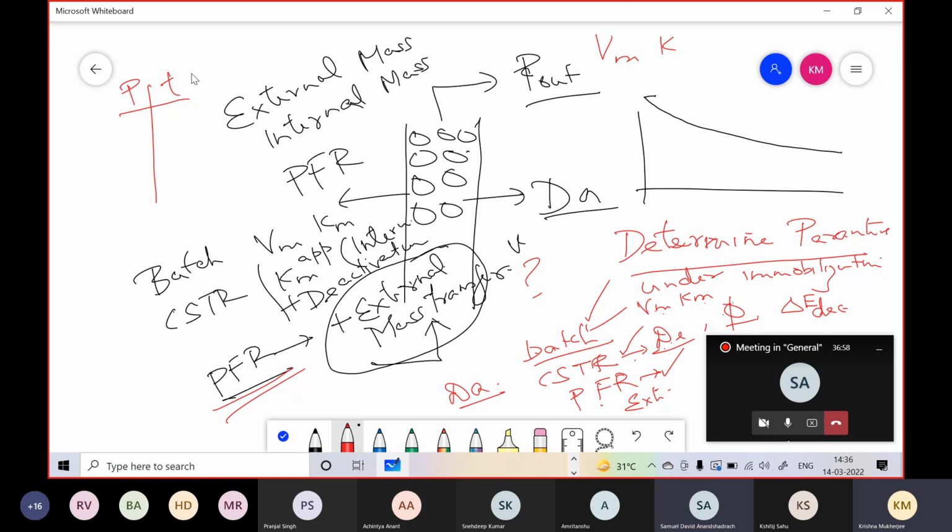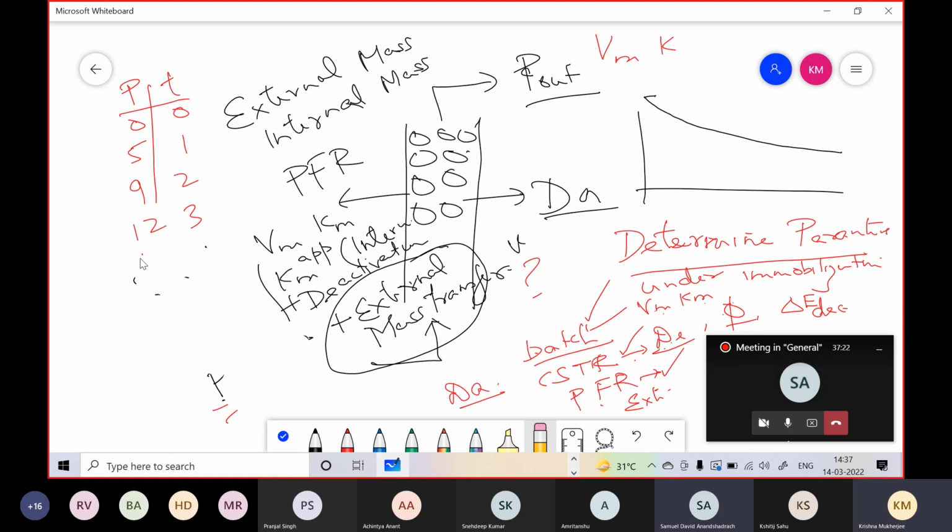So in a batch reactor, suppose I say that P is 0 at T equal to 0, P is equal to 5 millimoles at T equal to 1 minute, and then 9 millimoles at 2 minutes, and then whatever, 12 millimoles at 3 minutes, 14 millimoles at 4 minutes and 15 millimoles at 5 minutes. Suppose this is the data. Using this data, can you now generate for batch culture Vmax and Km? Obviously you can. It's not a very difficult job, right?